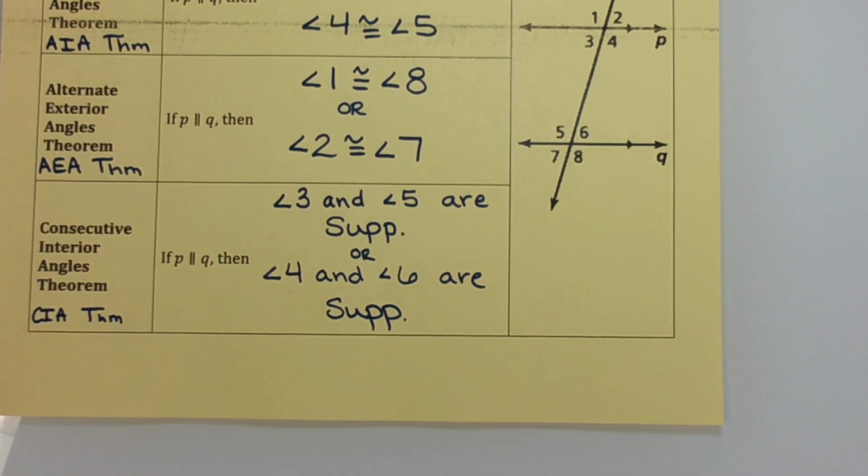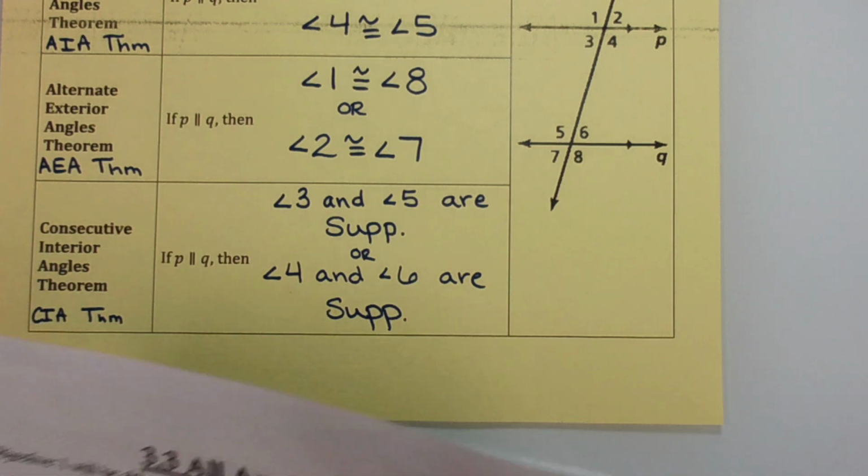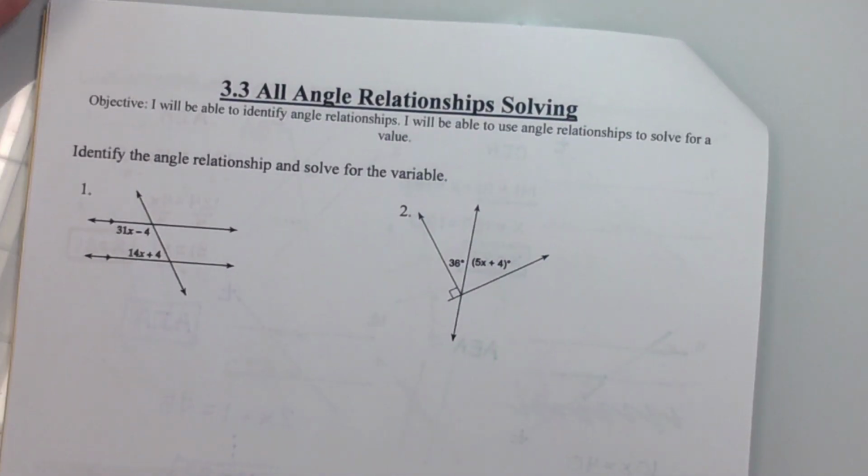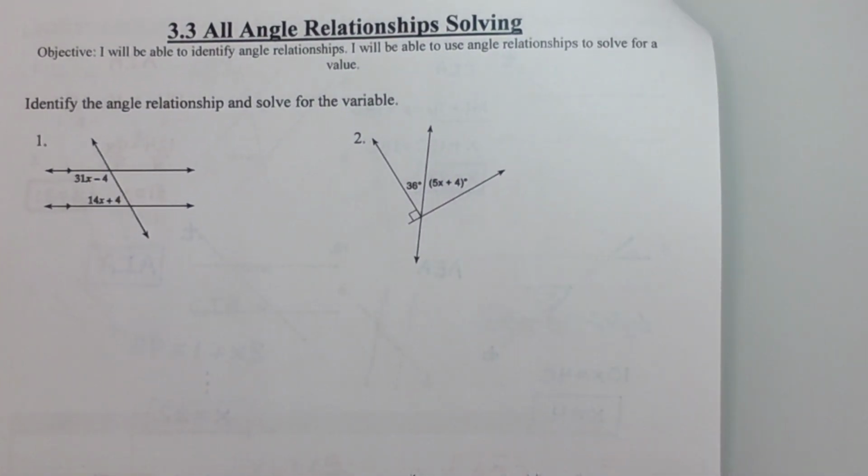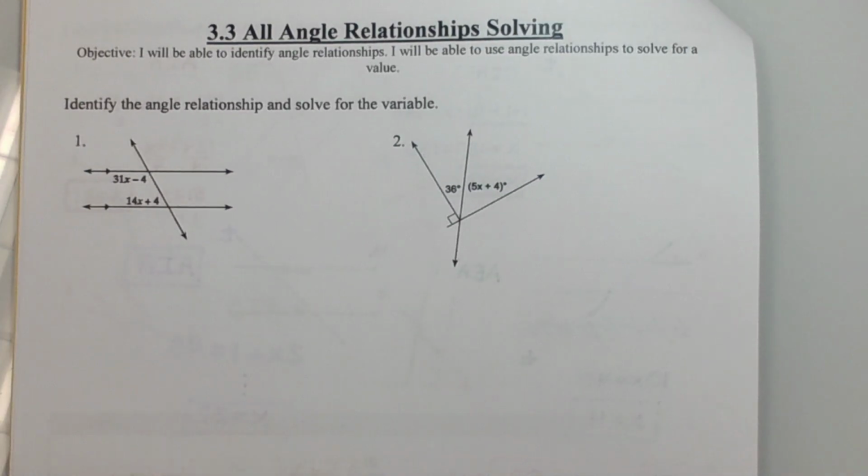Okay. So, at this time we're going to switch over to our notes packet. And we left off on page 8. The stuff we do today is going to look a lot like the stuff that we did last week, Friday. Identify the angle relationship, solve for the variable.